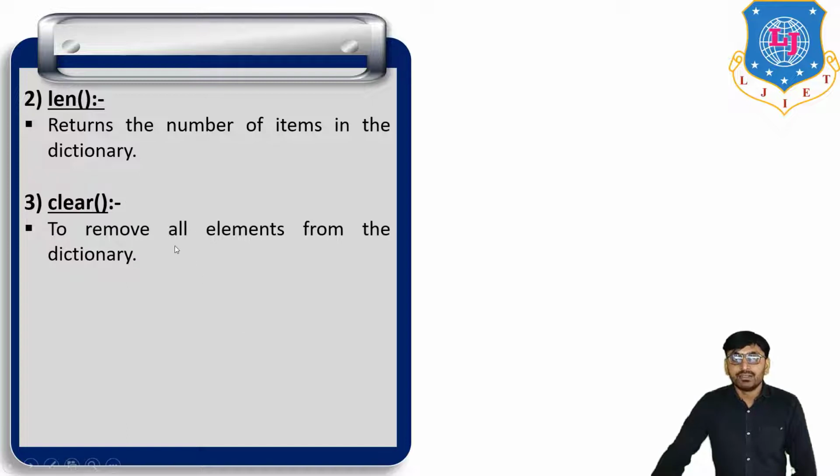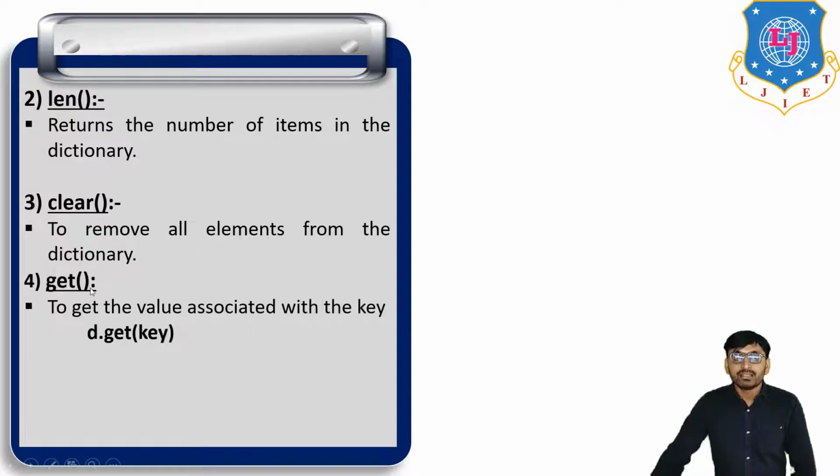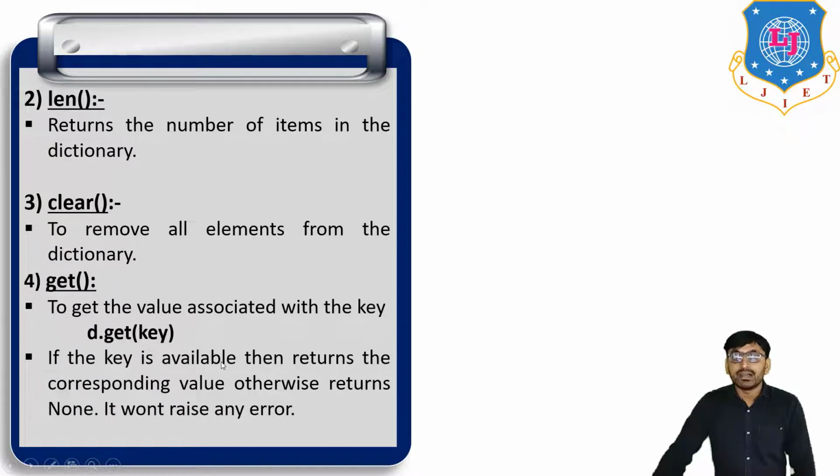Then clear function to remove all elements from the dictionary, and if we apply clear function then we get an empty dictionary. Then get function to get the value associated with the key, and D dot get, and inside the parenthesis there is a key. So we get output as a value associated with the corresponding key. Now if the key is available then return the corresponding value, otherwise return none. It won't raise any error.